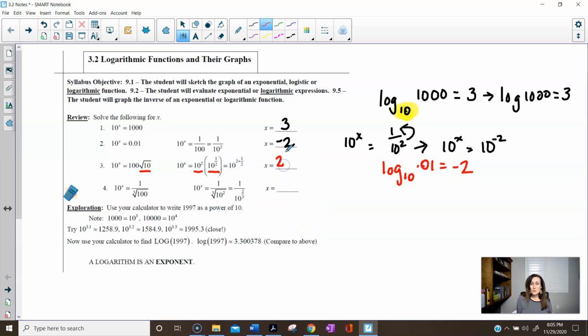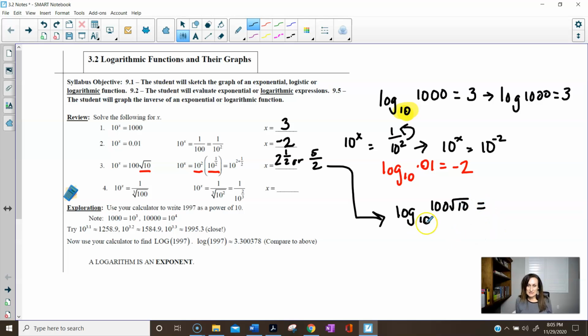It equals 2 and 1/2. Or you could write it as 5/2. What does that look like as a logarithm? I'll have to come down here. This would be log. The base is base 10. The answer was 100 root 10. And what's the exponent of 10? The exponent is going to be 5/2.